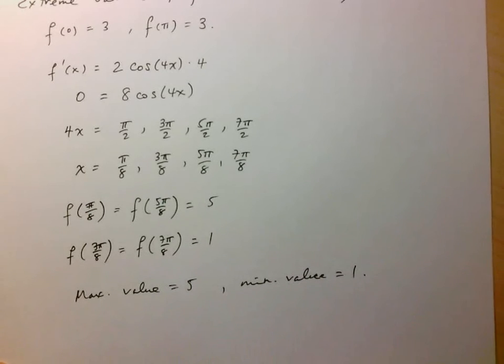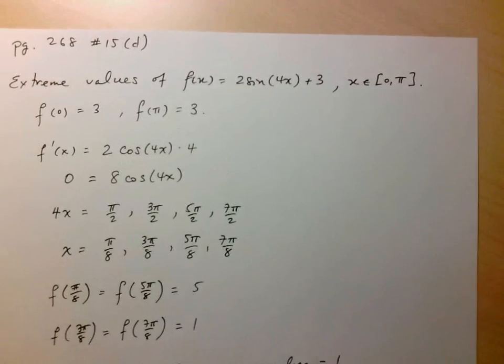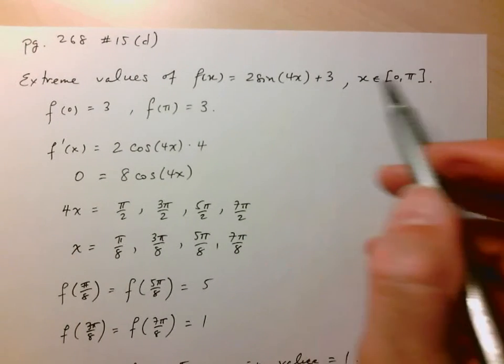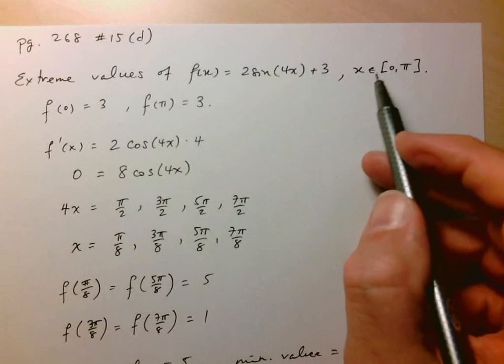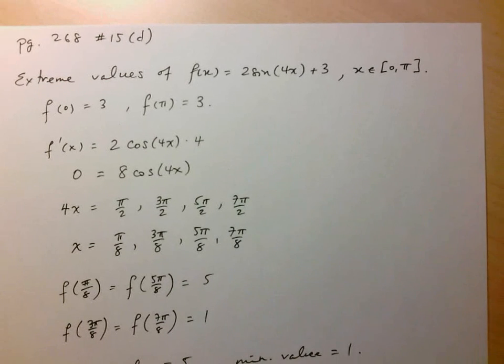is equal to 1. Okay, so again, just to recap, when you've got a continuous function on a closed interval, the extreme values can occur at the endpoints or at the critical points. Okay, that's it for this one.